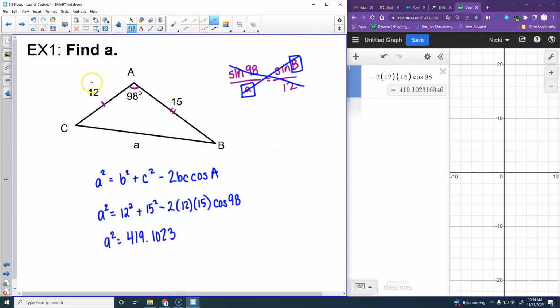You can't have a triangle where one side is 12, one side is 15, and the other is 419. That would not work, right? So make sure your answer makes sense. It'll help you catch some of your small mistakes.